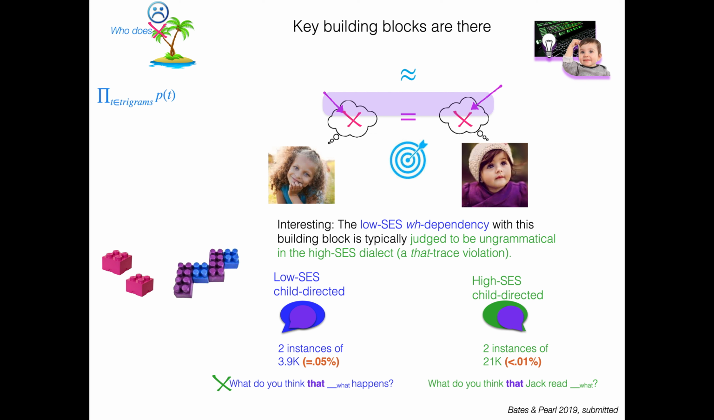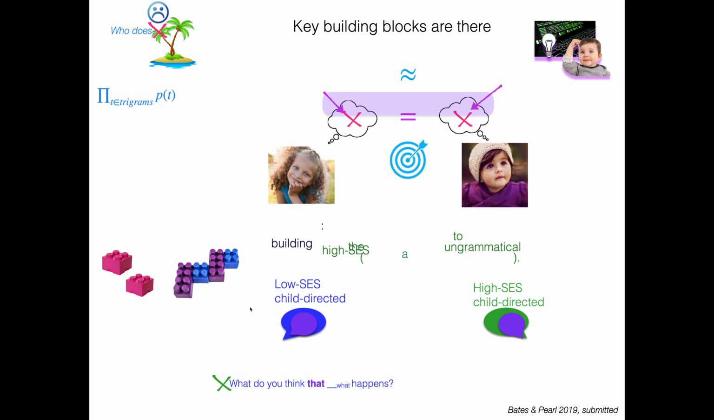What's interesting, and some of you may have noticed this, is that the low SES WH dependency, what do you think that happens, with this complementizer that building block, is typically judged to be ungrammatical in the high SES dialect. It's called a that trace violation. High SES speakers generally don't like it. But it's where that key building block comes from in the low SES child-directed speech.